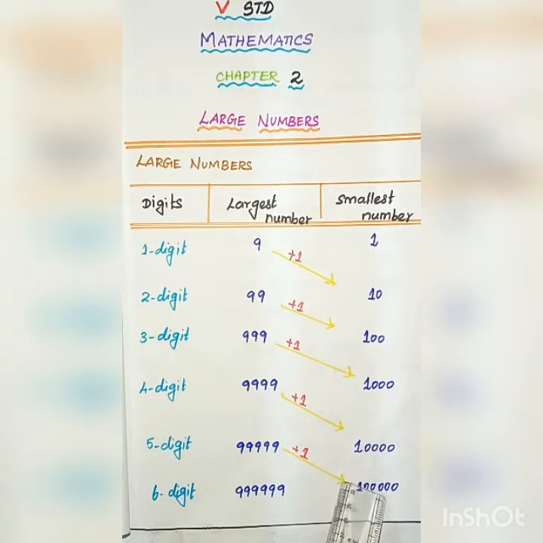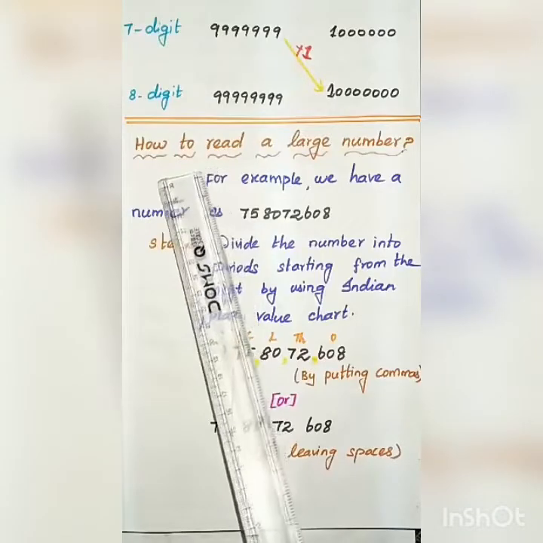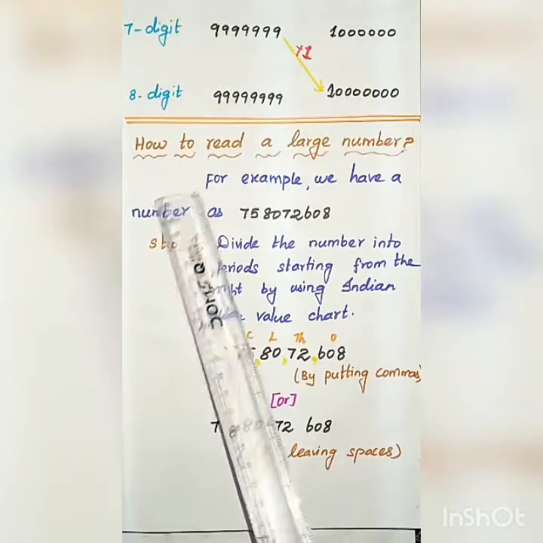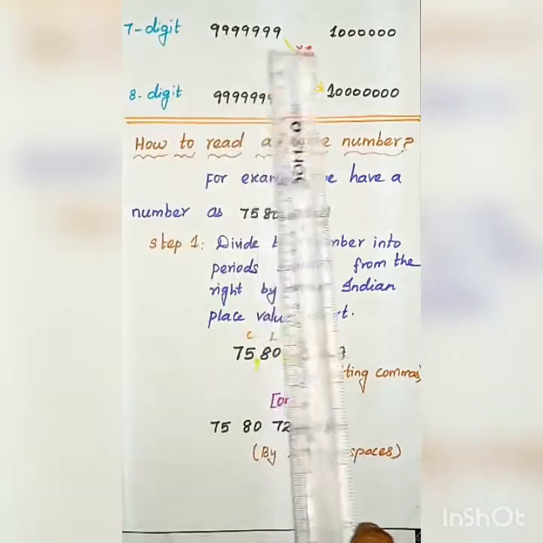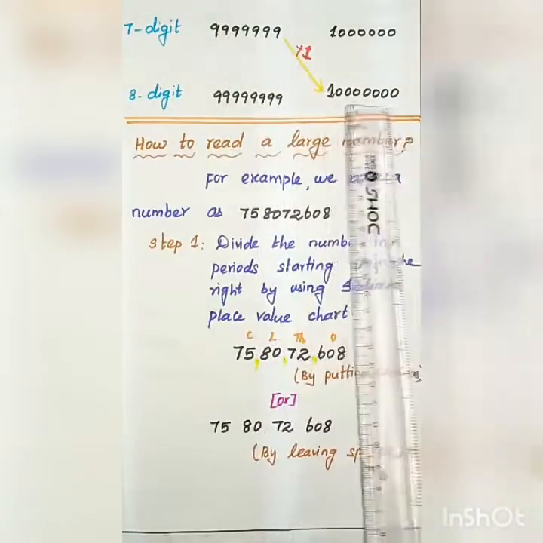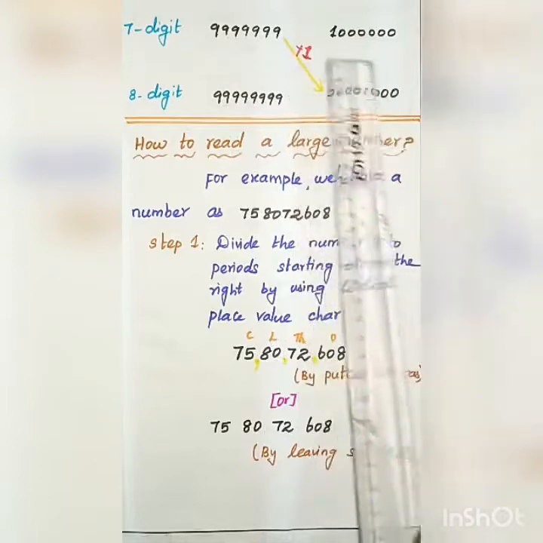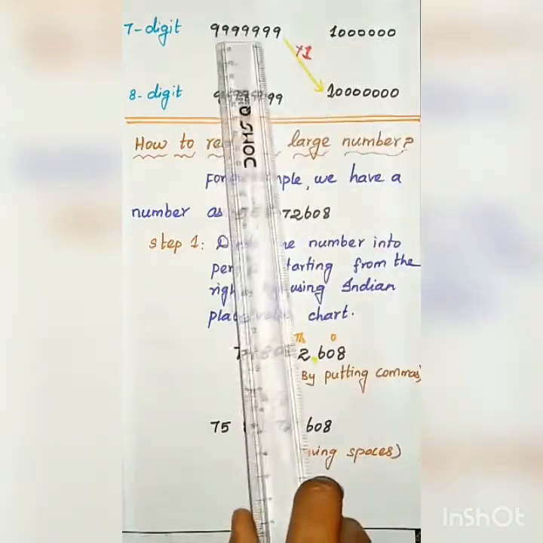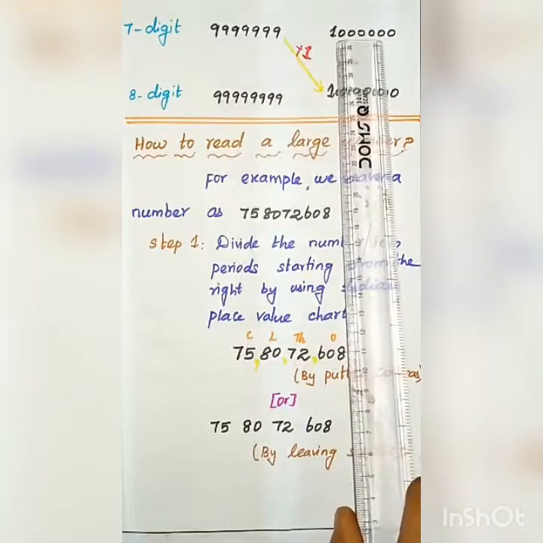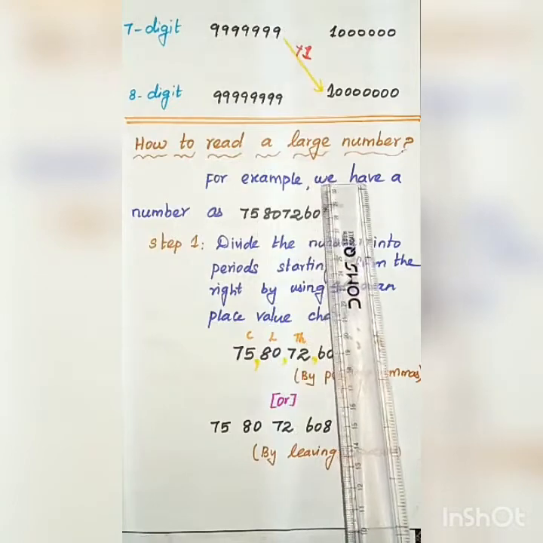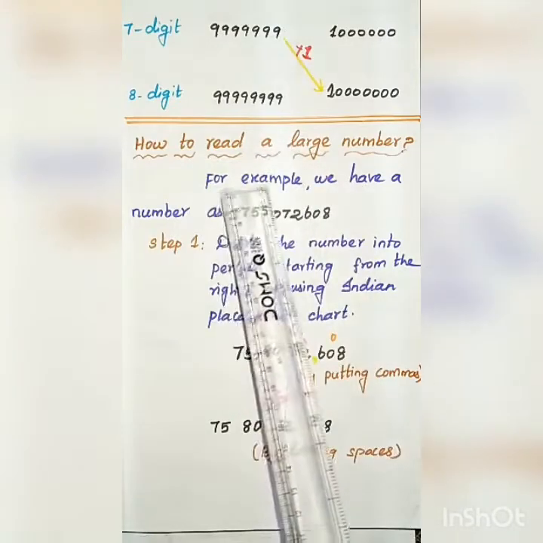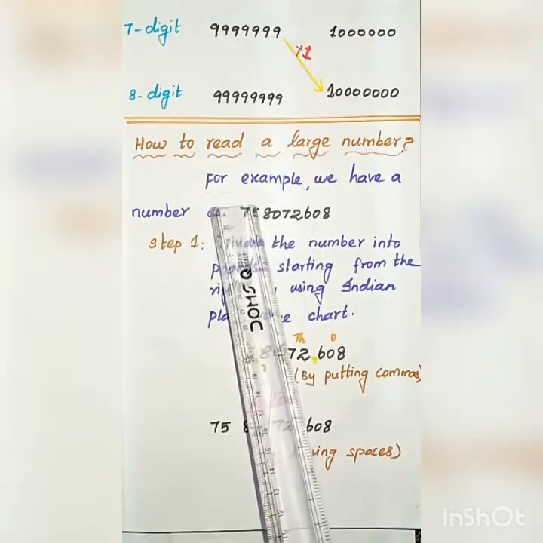In this chapter we have to learn about 7 digit, 8 digit, 9 digit largest numbers. When you add 1 to the 7 digit largest number, you will get the 8 digit smallest number. This is the largest number, this is the smallest number. Then how to read a large number? If you want to read a large number, first of all you need to know about the Indian place value chart.